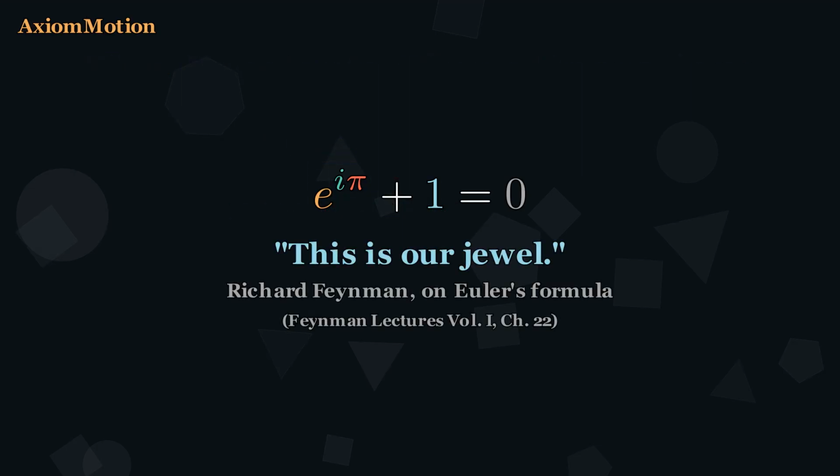Richard Feynman called Euler's formula the most remarkable formula in mathematics. "Our jewel," he said. But this equation is not just beautiful. It is doing real work in the 2 most powerful technologies of our time.